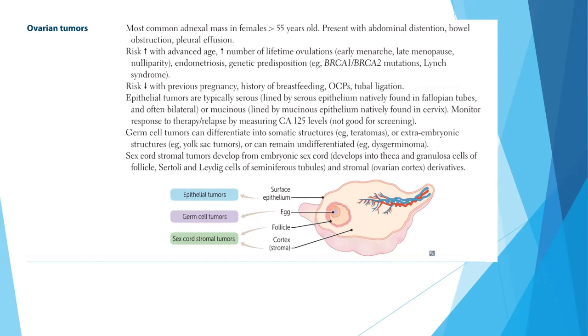Epithelial tumors are typically serous or mucinous. Monitor the response to therapy or relapse by measuring the carcinoma antigen, or CA125, levels, which is not good for screening though. The germ cell tumors can differentiate into somatic structures or can remain undifferentiated. The sex cord stromal tumors develop from the embryonic sex cord and stromal derivatives. So, the surface epithelium forms the epithelial tumors. If it is from the egg, it forms the germ cell tumor. If the origin is from the follicle or cortex, it forms the sex cord stromal tumor.